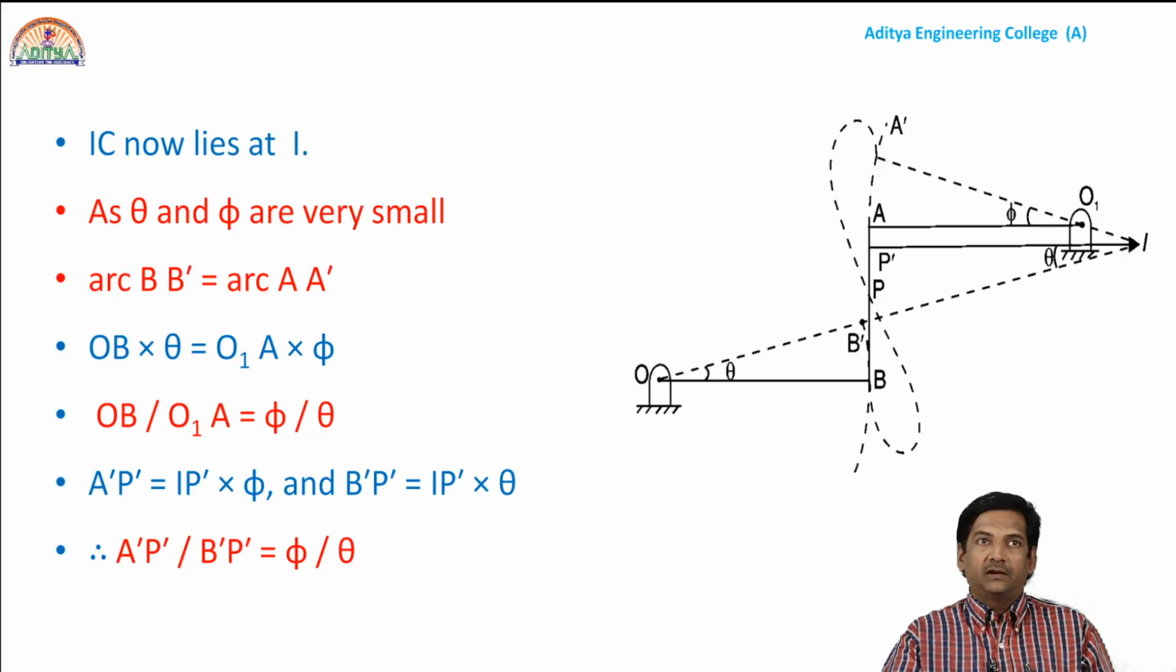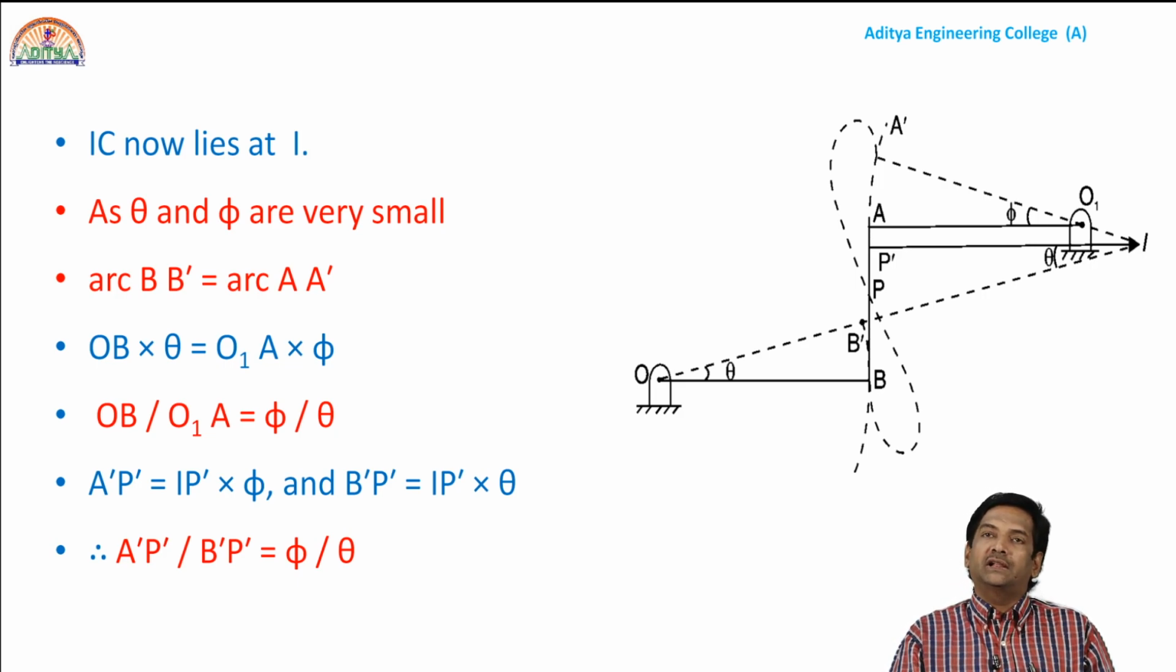In this new position, the angle by which OB changes to OB1 is theta, but the upper link O1A changes by a different angle, phi, not equal to theta, because of the difference in link lengths. Now, we need to deduce the relation between the new positions and the instantaneous center. For B dash and A dash, the new positions, we need to find the instantaneous center.